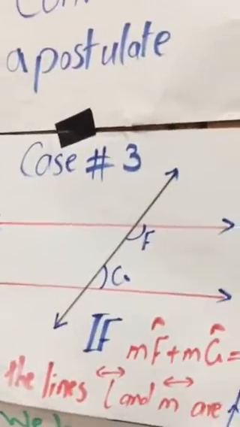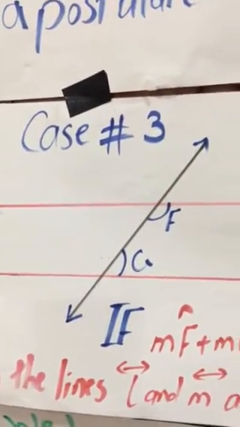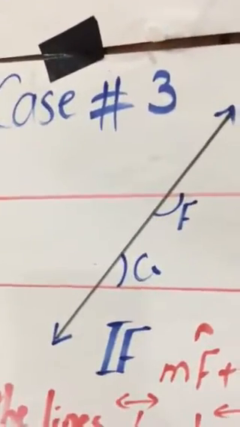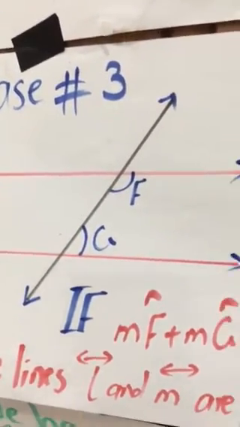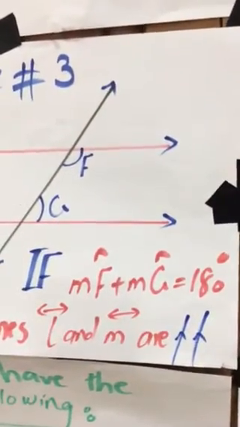Let me go to case number 3. Again, we have two coplanar lines, L and M, and the transversal is the black one. Again, we have a different pair of angles, F and G. It says if the measure of angle F plus the measure of angle G equals 180, in other words, if their sum equals 180, then again we can say that these two lines are parallel.